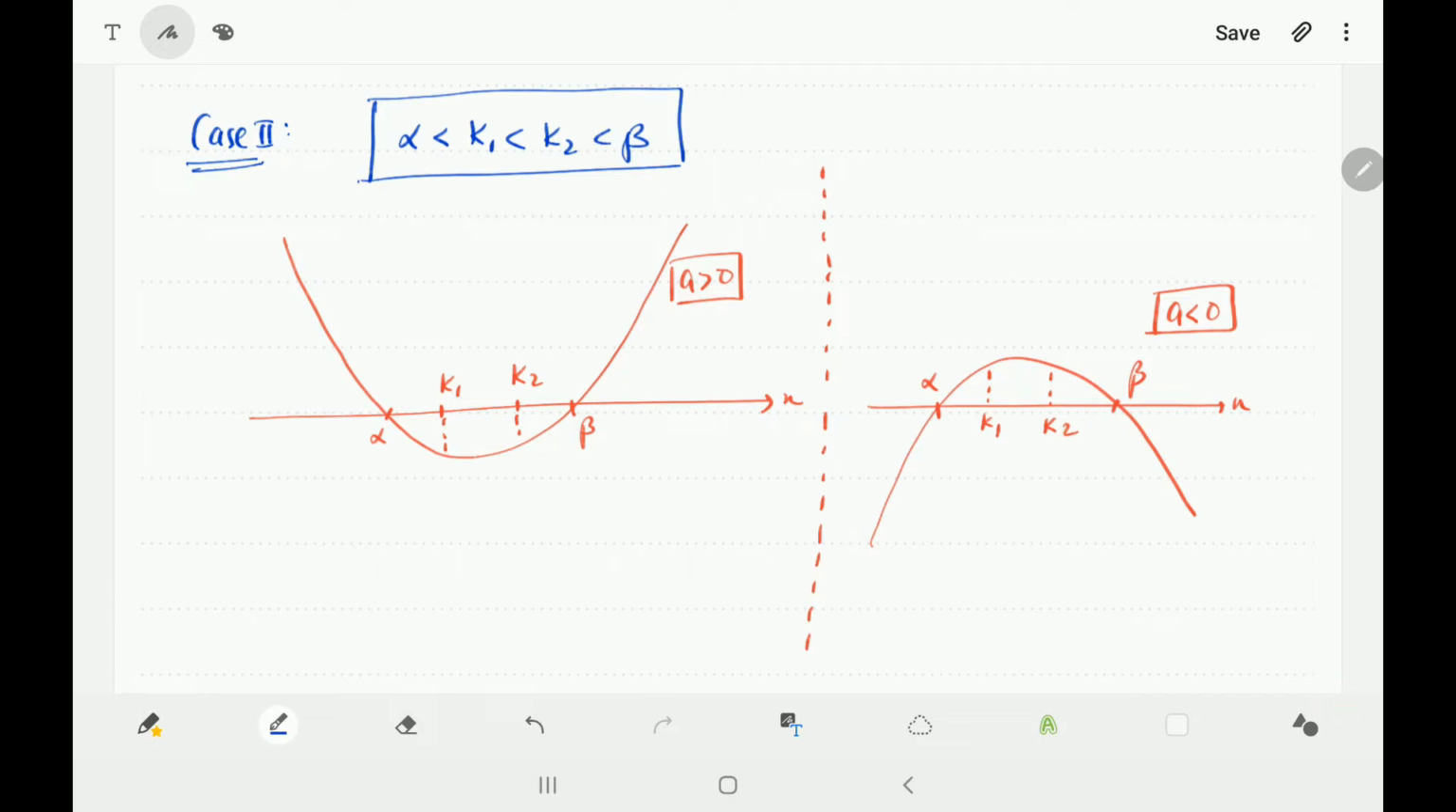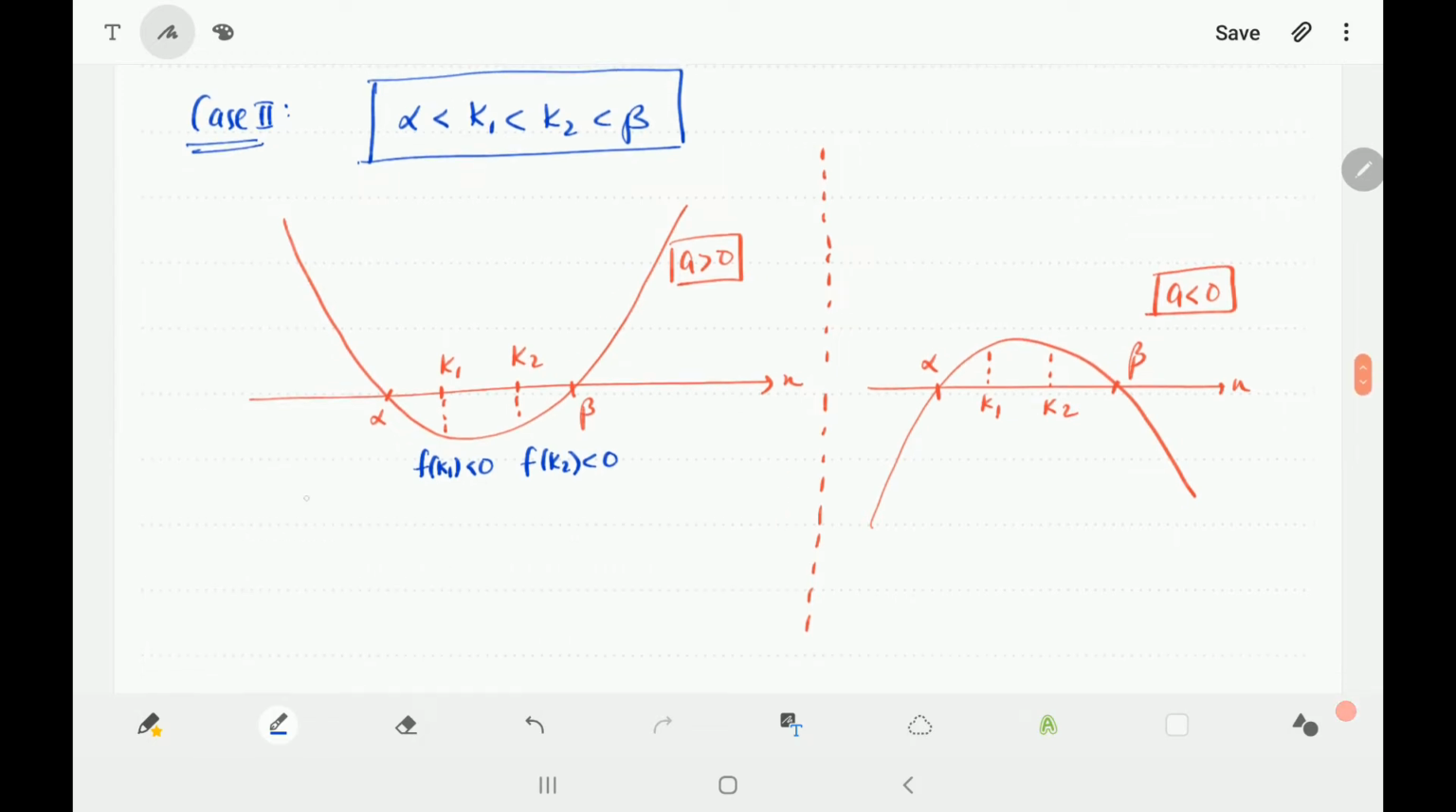Okay, now this is an extension of case 1 only, so we can directly write in this particular case that f of k1 is negative, f of k2 is also negative, because it is already given in the problem that k1 is less than k2. So I can directly write a into f of k1 should be less than 0. This condition will make sure that k1 is between the roots alpha and beta, and also a into f of k2 is less than 0.